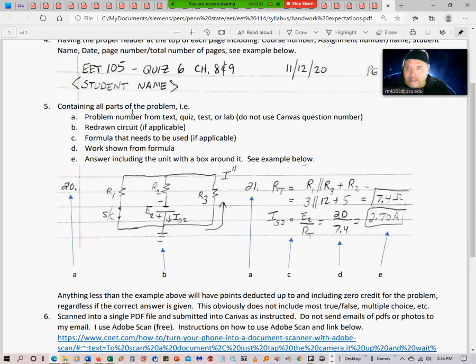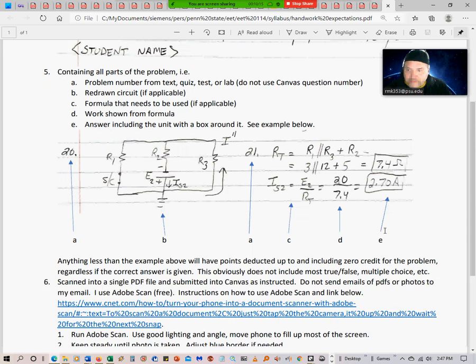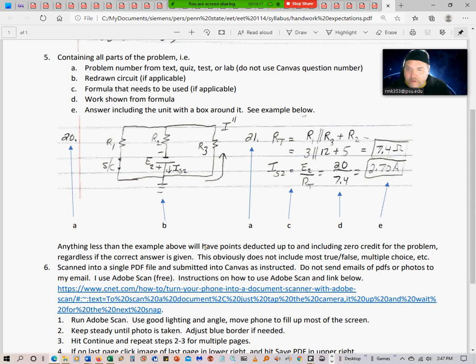It needs to contain all the parts of the problem number from the homework or quiz or test or lab. Don't use the Canvas question number. That number is meaningless to me. Redraw the circuit if applicable. Write down the formula like in here and show your work here, and then show the answer in box form here. Anything less than this example will have points deducted up to and including 0 credit for the problem, regardless if the correct answer is given in Canvas.